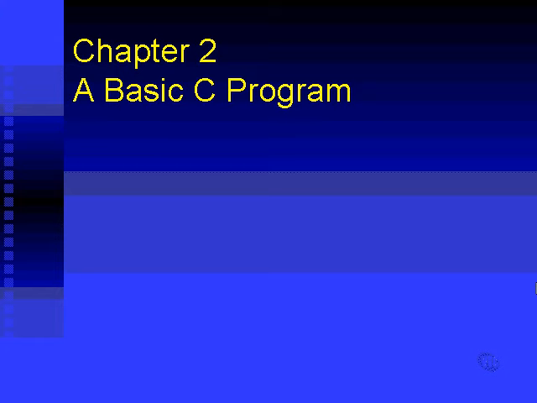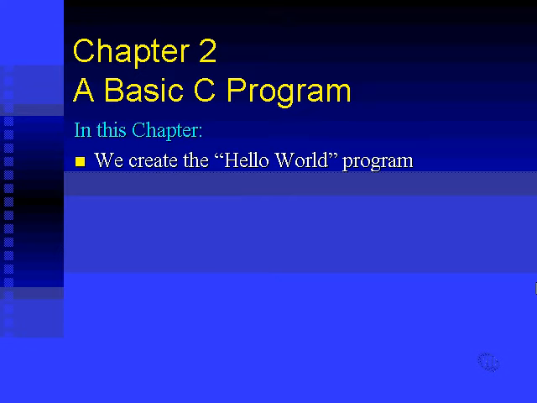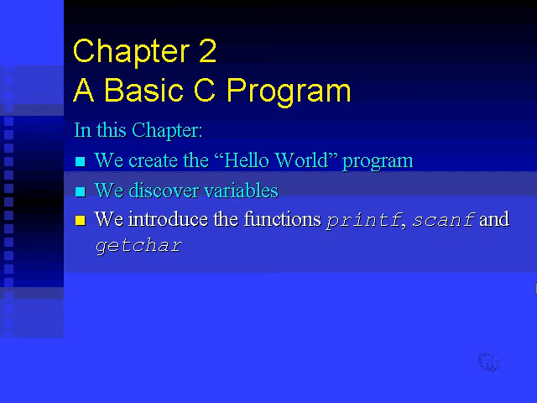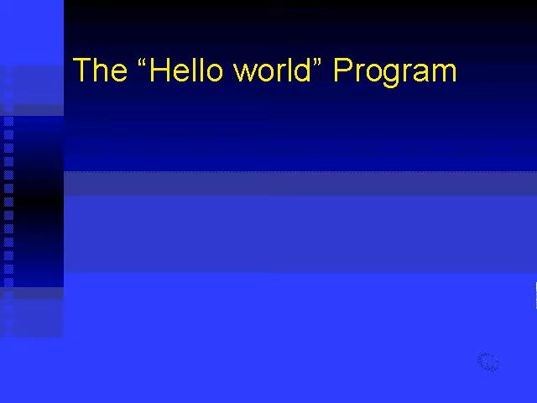And so to begin programming in earnest, Chapter 2 will see us create our basic C program. It will be called the Hello World program, a very simple program to print the words Hello World on the screen. Every C programmer creates a Hello World program as their very first project. It's almost a tradition. We will also examine the concept of variables and examine the three standard C library functions printf, scanf and getchar, and so to begin with the Hello World program.